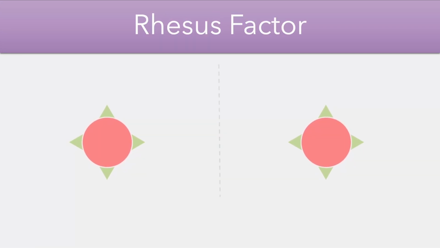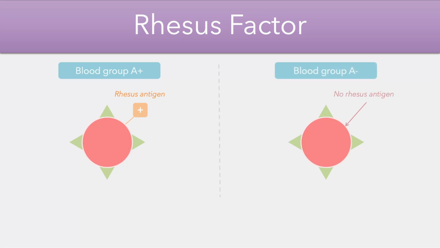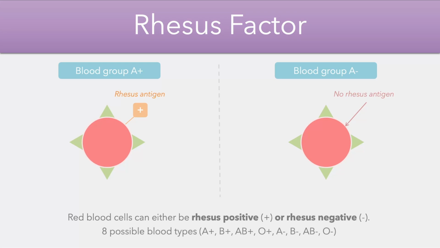Now, aside from the ABO blood group, we also have something called the Rhesus Factor. Some red blood cells might possess something called the Rhesus antigen, and when this is present, it's referred to as a positive blood type. Alternatively, other individuals might have red blood cells which do not have this Rhesus antigen, and this is referred to as a negative blood type. We can therefore say that red blood cells can either be Rhesus positive or Rhesus negative depending on the presence of this antigen. This consequently gives us a total of 8 possible blood types, so we can have the ABO blood group, and they can be both positive or negative.